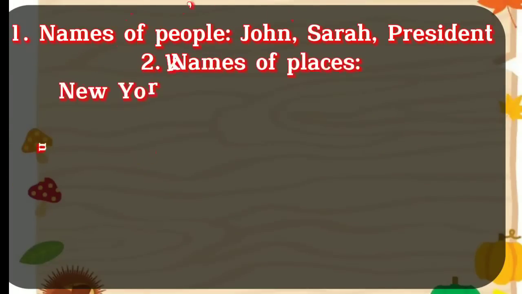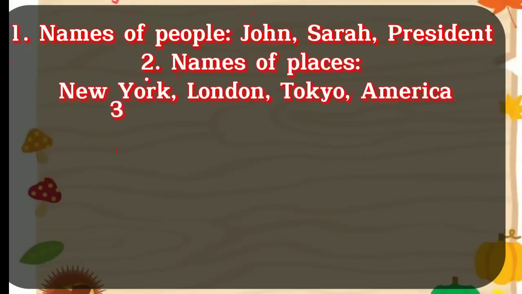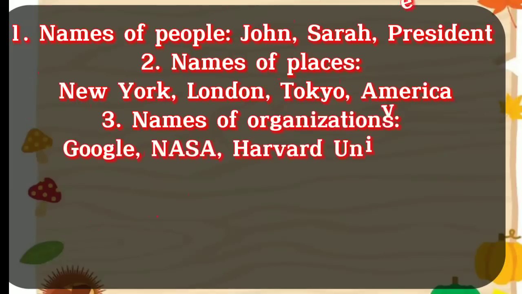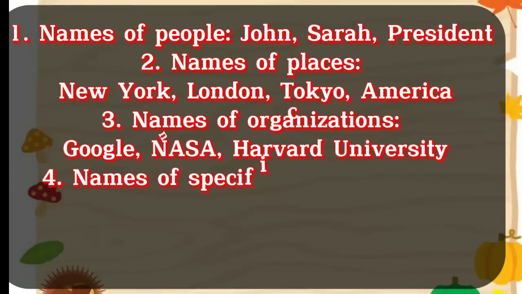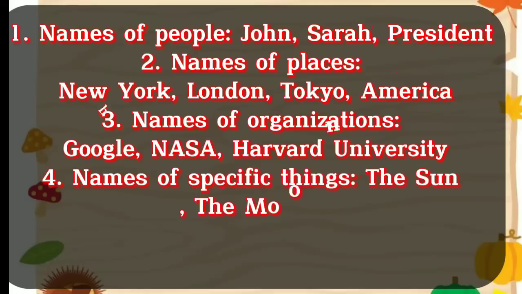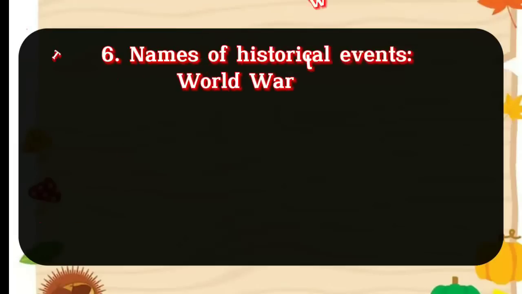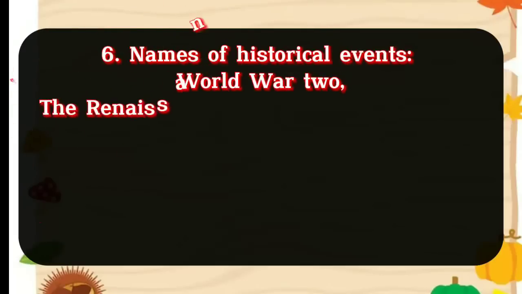2. Names of places: New York, London, Tokyo, America. 3. Names of organizations: Google, NASA, Harvard University. 4. Names of specific things: the sun, the moon, the Great Wall of China. 5. Titles of books, movies, and artworks: To Kill a Mockingbird, Star Wars, Mona Lisa.